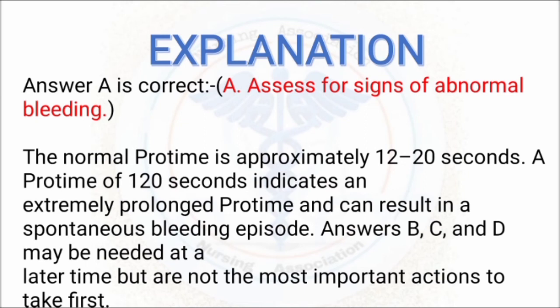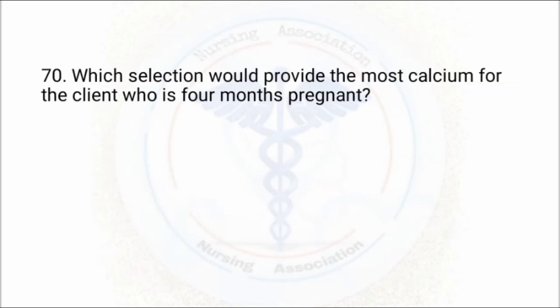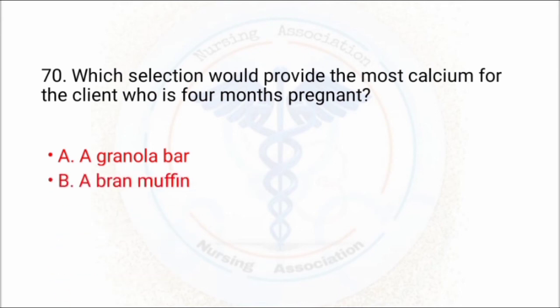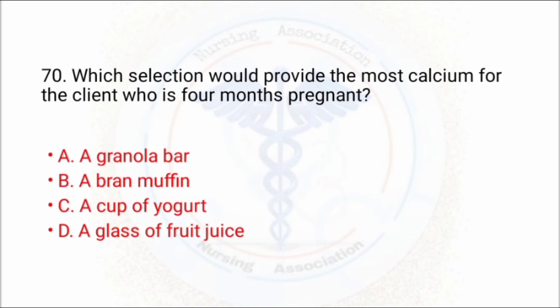Further moving to the 70th question, which selection would provide the most calcium for the client who is 4 months pregnant? Let's see the options. Option A, a granola bar. Option B, a bran muffin. Option C, a cup of yogurt. Option D, a glass of fruit juice.